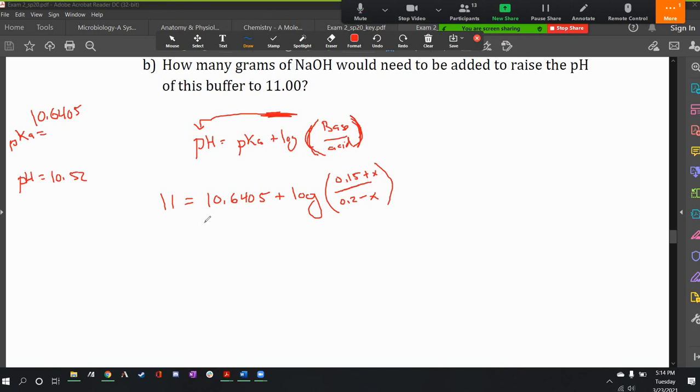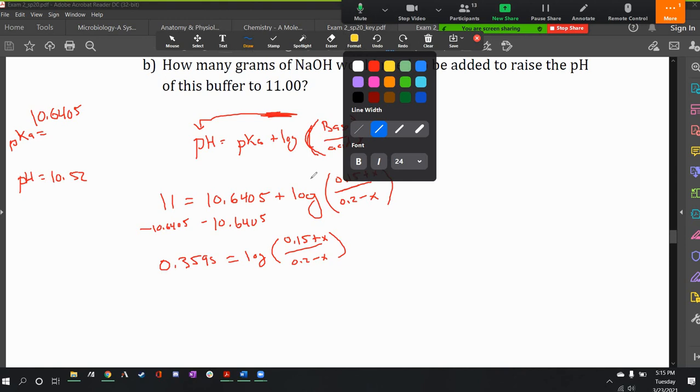So let's solve for this x. First thing is I'm going to subtract 10.6405 from both sides. So we have 11 minus 10.6405. Okay, so I got 0.3595 equal to the log of this thing here, 0.2 minus x.